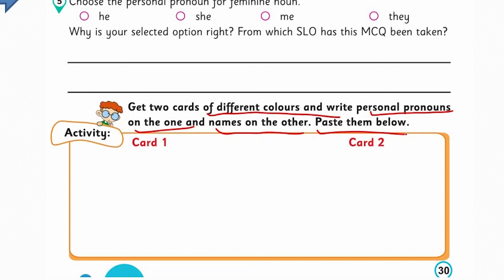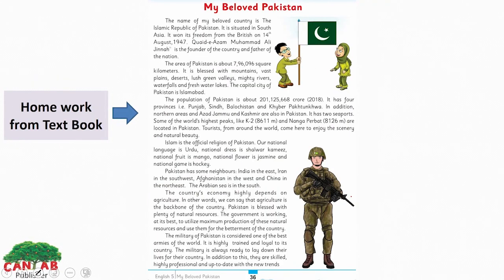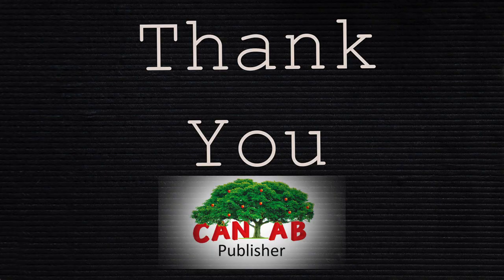We have gone through this. Revise your lesson again and do this activity. And this is your homework from the textbook. This is the page from Unit 5 of My Beloved Pakistan. You have to choose the personal pronouns from this text here. Just give it a read and identify all the personal pronouns from this page. I hope you will do your homework and enjoy this lesson. Thank you.